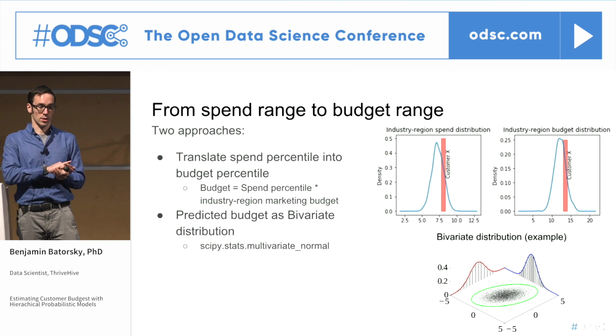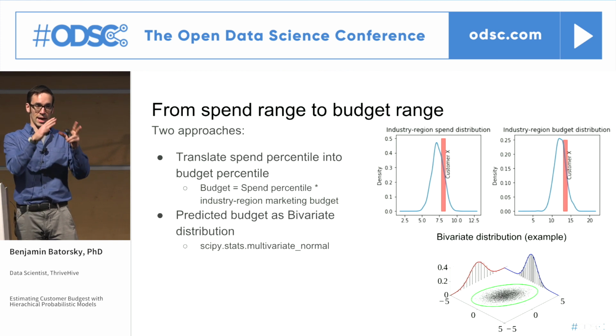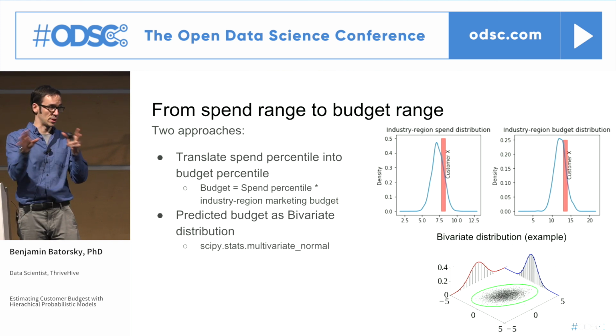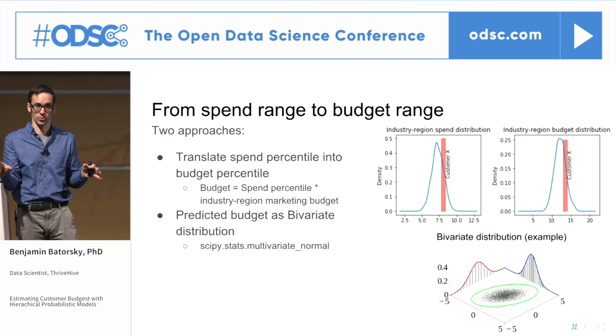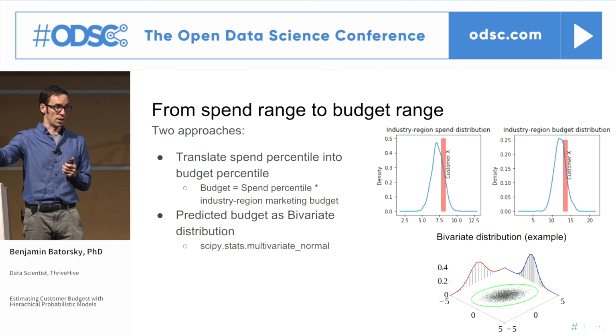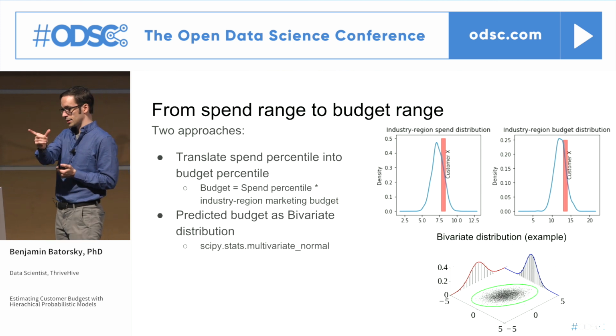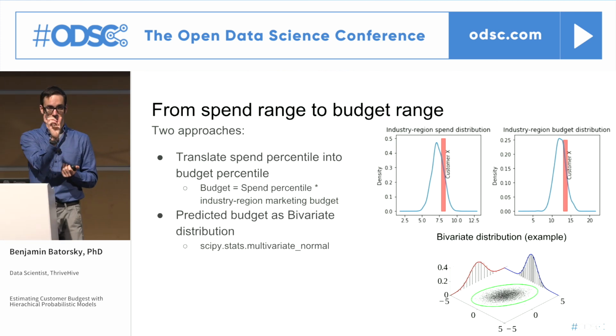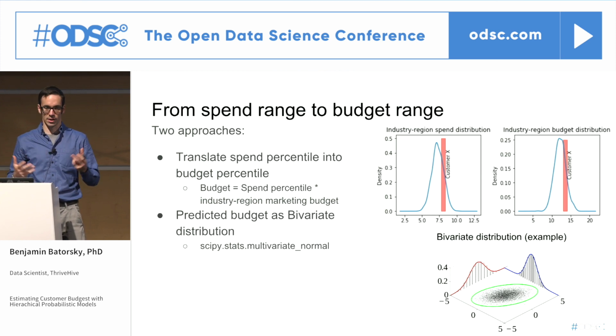So we get the distribution for a particular client, for a particular product, of possible spends, and we see how that maps onto the actual percentile of spends total for that product. Then we just take that percentile and map it onto their budget range for the same industry and region, and we get an estimated budget for that particular customer. That's a simple way. It's just translating from one distribution to another.